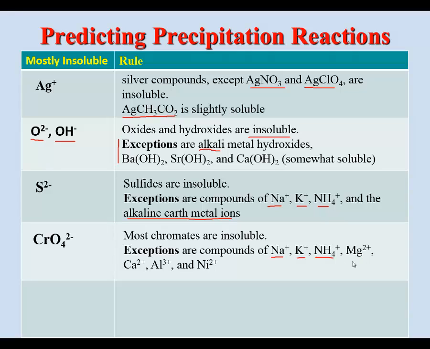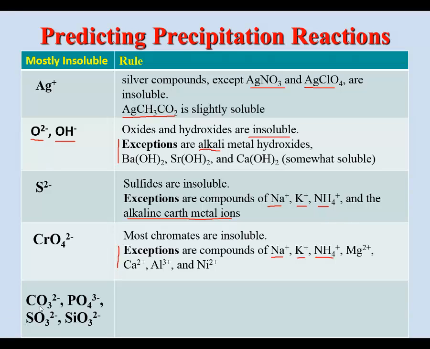If I get magnesium, calcium, aluminum, or nickel 2 chromate, we also expect those to be soluble. So those are situations. Now, any other cations we expect to be insoluble. So you're going to need to start to memorize these exceptions and learn the rules. Like I said, those flashcards will be really helpful, so you should start working on those right away.